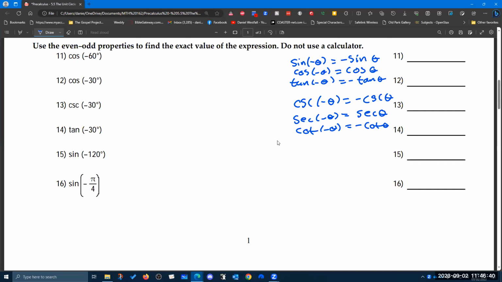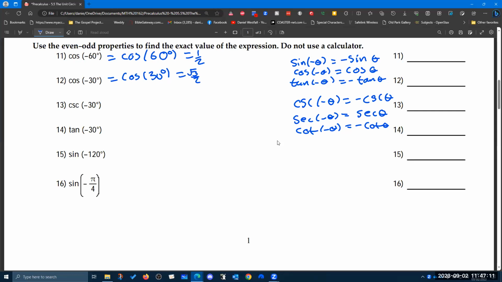We're going to use those identities here. So since cosine is an even function, cosine of negative 60 degrees is equal to cosine of 60 degrees, which is equal to 1/2. Cosine of negative 30 degrees is equal to cosine of 30 degrees, which is equal to √3/2.